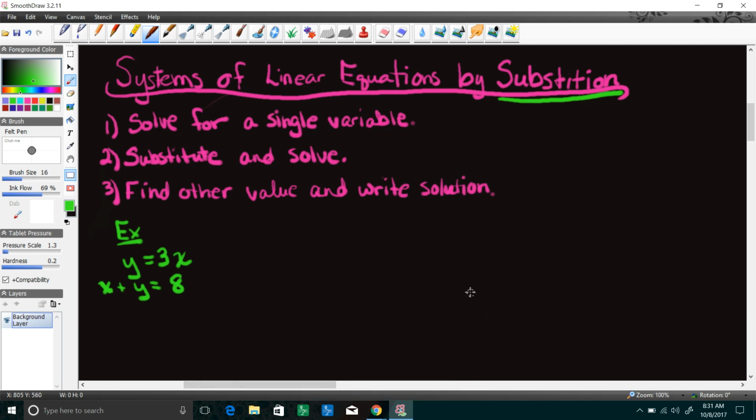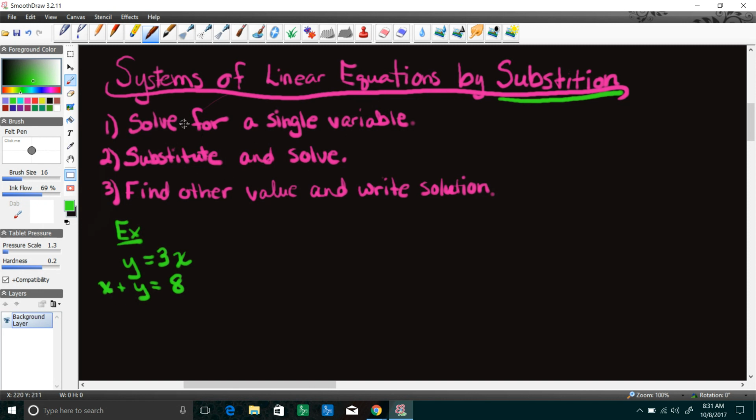Okay, so for this video, we're going to be talking about how to solve a system of linear equations by substitution. Typically, this is not the favorite method, but it is required for some of our coming test questions. Okay, so we're going to go ahead and go over this. There are three major steps.